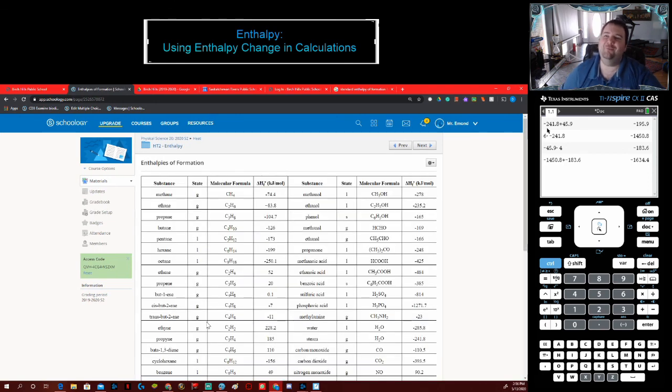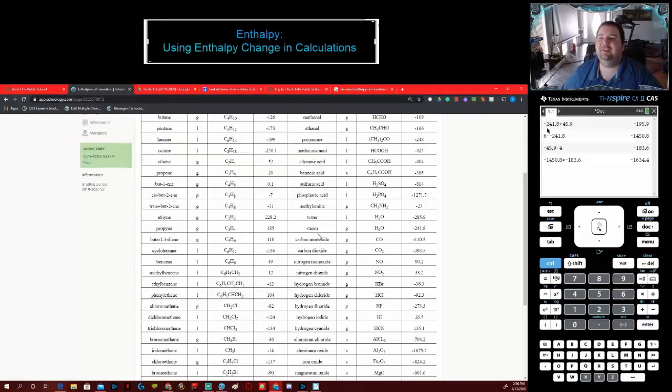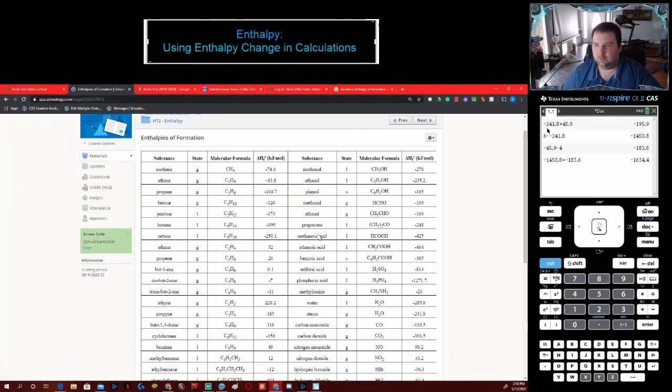And when you open this up, you have this very nasty table. It's got a lot of different compounds. And don't worry, this list will get even longer over the course of the semester as I add things to it. This is what I think you'll need.